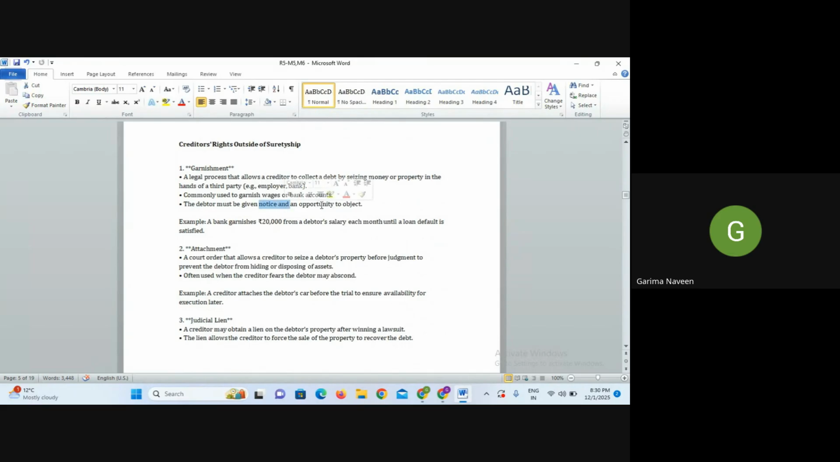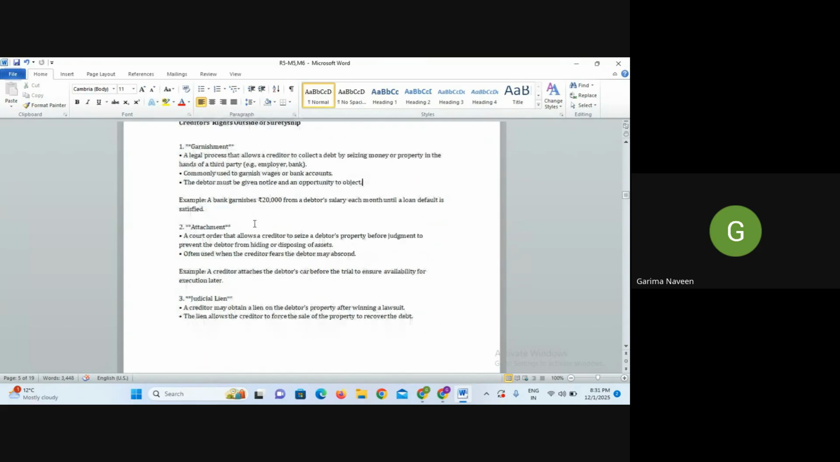The debtor must be given notice and an opportunity to object. So you can't directly go to the third party and take their property. First of all, you have the duty to give a written notice to the debtor. You should inform the debtor and give them an opportunity to object, meaning they can come to you and give your money back. Otherwise, you will seize their property. For example, a bank garnishes $20,000 from a debtor's salary each month until a loan default is satisfied. Okay.